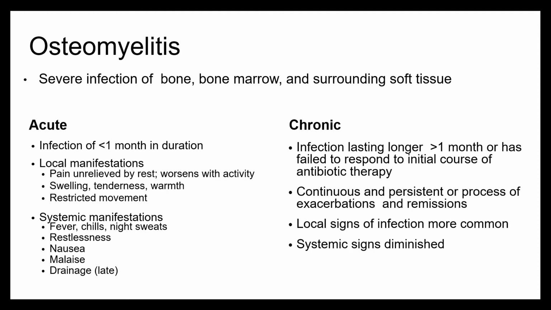One factor that can make osteomyelitis a difficult condition to treat is that if it happens in association with a fracture, as the granulation tissue grows and develops and turns into scar tissue, it can become avascular, making it an ideal site for microorganisms to grow and making it difficult for antibiotics to penetrate. Osteomyelitis can be either acute, lasting less than a month in duration, or chronic when the infection lasts longer than a month or has failed to respond to an initial course of antibiotic therapy.